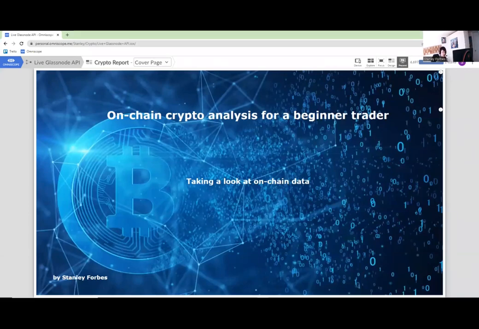Here we'll be taking a look at on-chain crypto data for a beginner trader. We'll be taking a look at a few metrics to try and predict future price action.